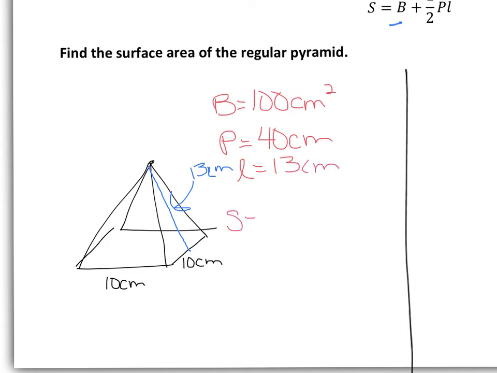So we're going to plug those into my formula. So I'm going to take the area of my base plus half my perimeter times my slant height. And you get a surface area of 360 centimeters squared.